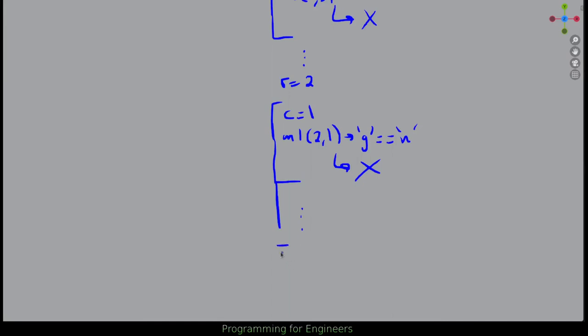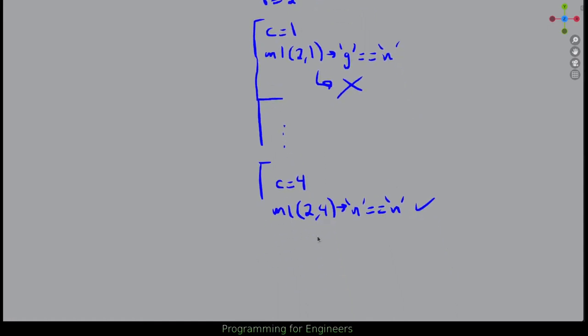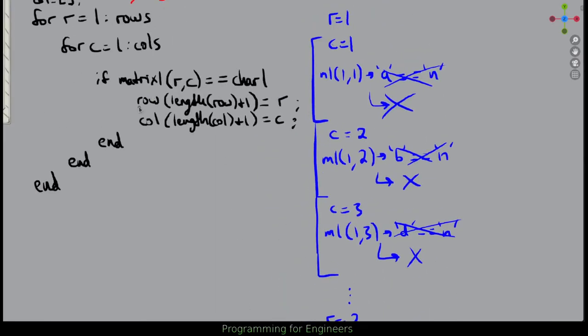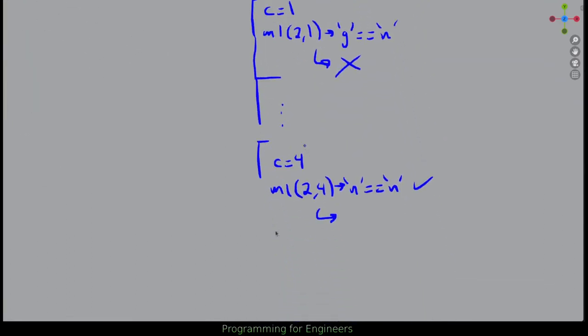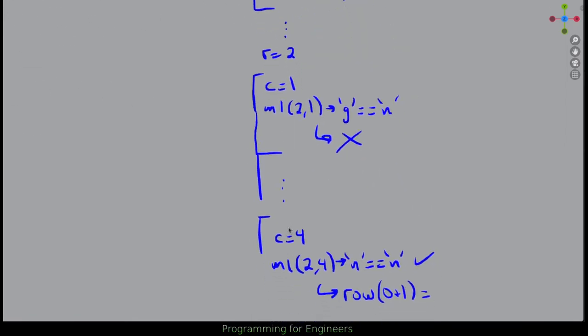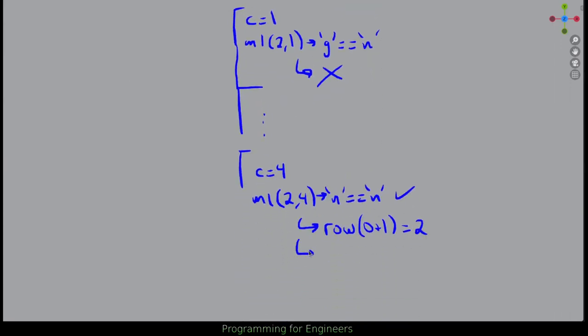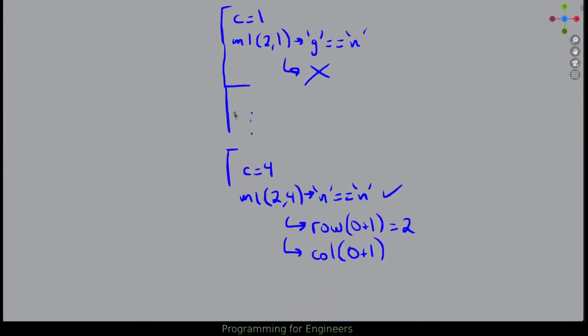So we'll do 2 and 3, and then C equals 4, M1 at 2, 4. This is N equals equals N. So check. Finally, we found one that equals N. So we go into our if, and our if says row at length of row plus 1, which is row, which is size 0 now, so row at 0 plus 1 equals R, which right now is 2, right? And col at 0 plus 1, because it's the same thing, just col, equals C, which is 4 right now. So I've just added into my row matrix successfully the row and the column.